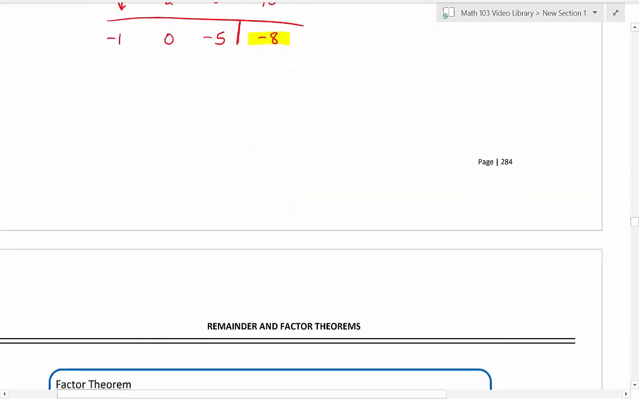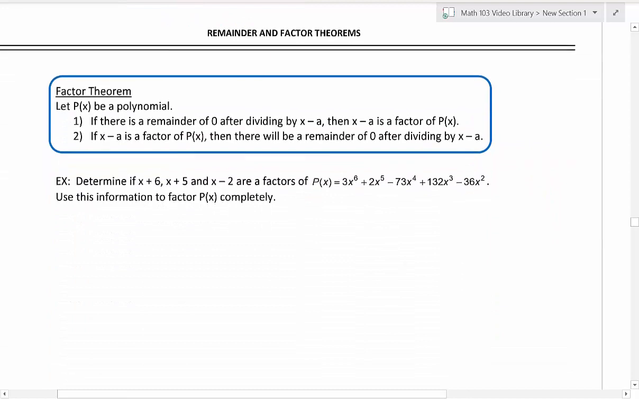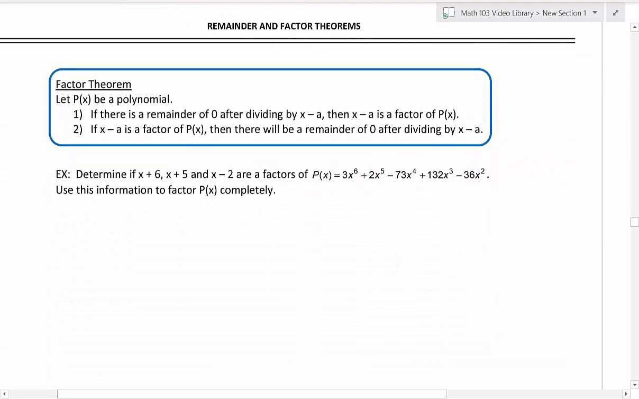You may be asking yourself, why do we care about the remainder? Well, we care about the remainder because that leads us to our next theorem, factor theorem. Factor theorem states if we let p of x be a polynomial, if there is a remainder of 0 after dividing by x minus a, then x minus a is a factor of p of x. Conversely, if x minus a is a factor of p of x, then there will be a remainder of 0 after dividing by x minus a.